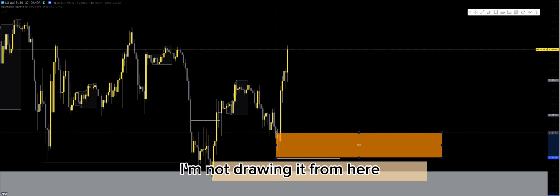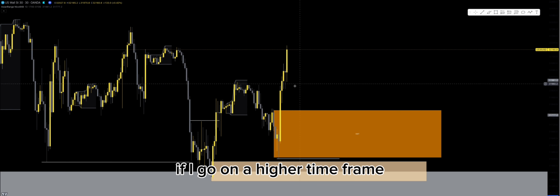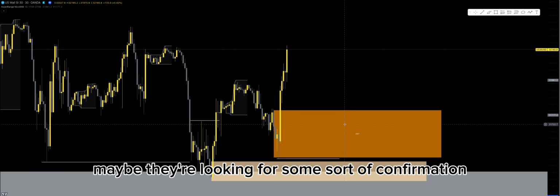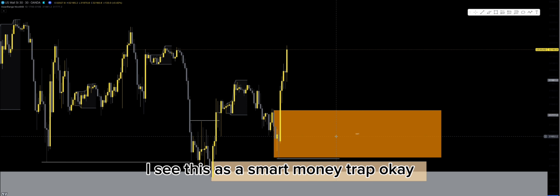I'm not drawing it from here because it actually starts from these down candles here. If I go on a higher time frame, this entire thing counts. Maybe they're looking for some sort of confirmation inside here, so this entire zone counts. I see this as a smart money trap.